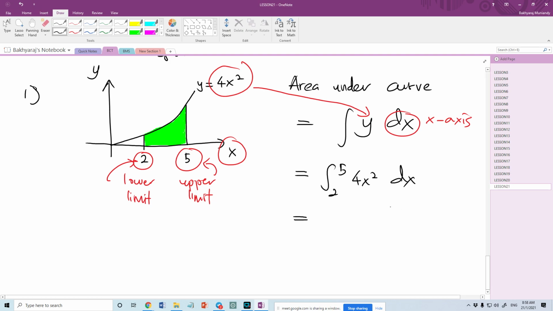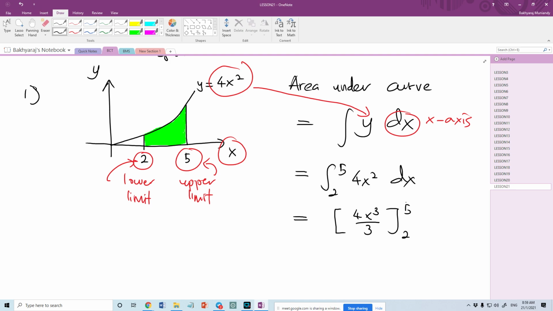Okay, apa jawapan dia? So integrate 4x squared becomes what? 4x power of 3, correct? Divide by 3. And then the limit is 2 to 5. Okay, so you have limit 2 to 5.